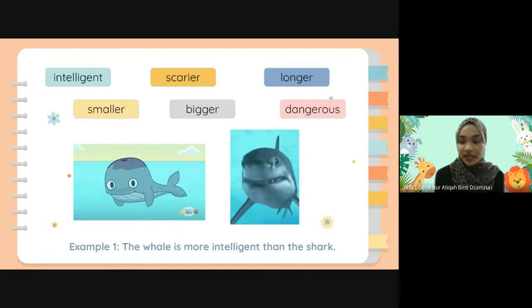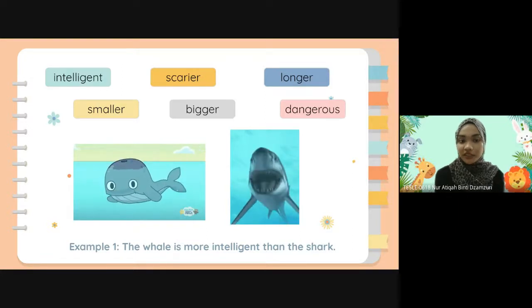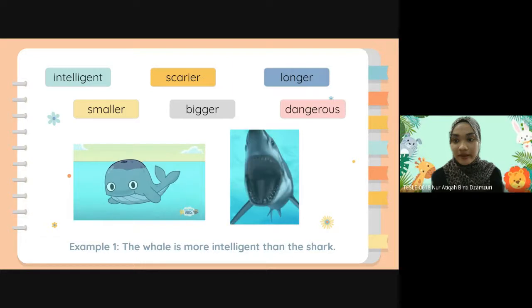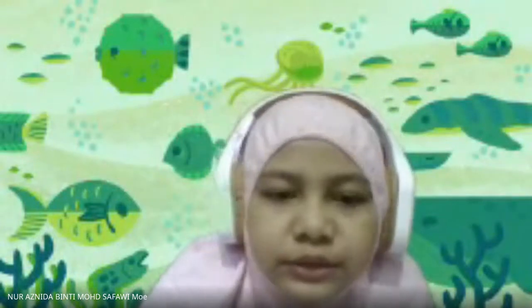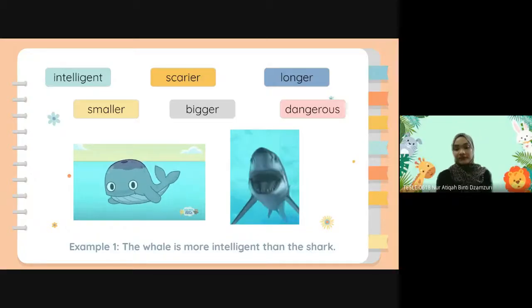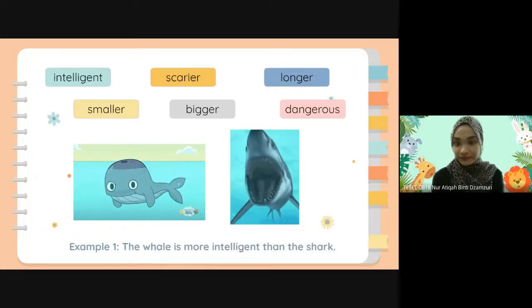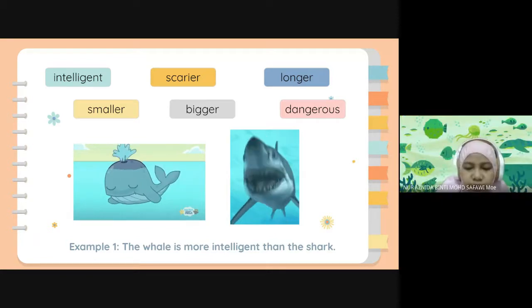Azlida, if there is "er" at the back, do we need to put "more"? No. Okay, very good. So, read your answer again. The shark is more big than whale. No, it's bigger. Okay, the shark is bigger than the whale. Okay, read again. The shark is bigger than whale.